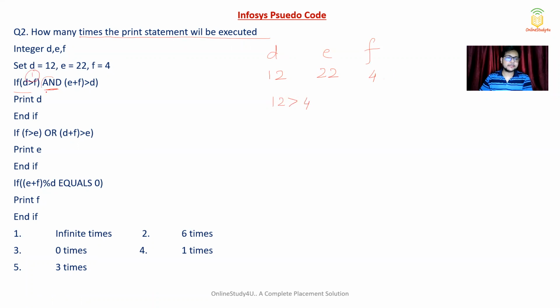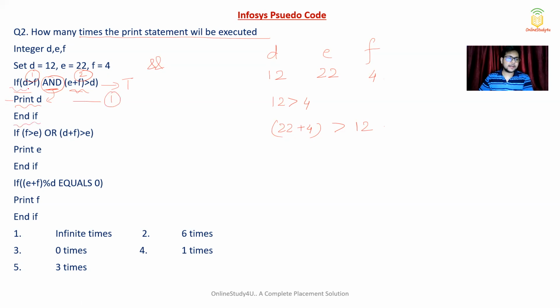The property of the AND operator is that it requires both conditions, condition 1 and condition 2, to be satisfied in order to return true, and hence allow the compiler to come inside the if block. My first condition is true. Now let's check the second condition: e plus f should be greater than d. So 22 plus 4 should be greater than d, that is 12. Yes, 26 is greater than 12. So both conditions are true, and it will print D. My print statement is executed the first time here.